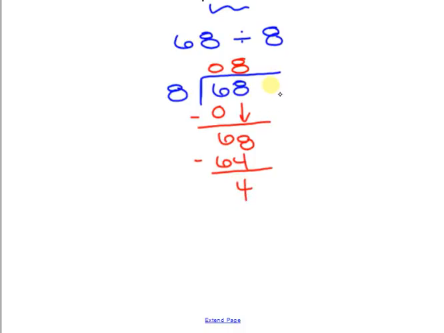Now, we can't just slap a 0 and bring it down. We need to add a decimal, bring it to the roof, add a 0, and bring it down. Whenever you add a 0, you always want to make sure that you have an existing decimal point there. Very, very important. Okay? So 8 goes into 40 5 times. 5 times 8 is 40. Subtract. 40 minus 40 is 0.